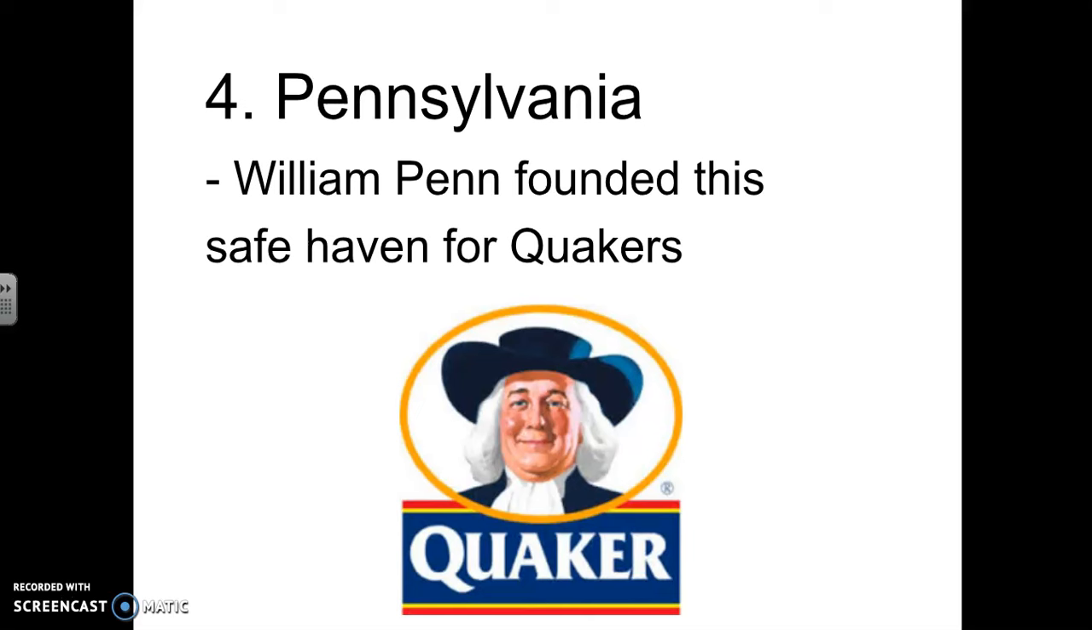And William Penn needed a safe place for these Quakers. And they were persecuted in England, just like Puritans were, just like Catholics were. If you were not a member of the Church of England, the king persecuted you. So the Quakers created this place called Pennsylvania.